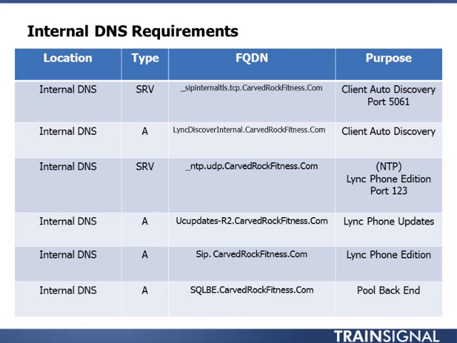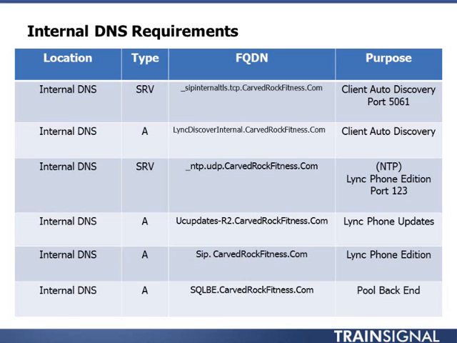There's also an example of a host record that's used by your IP-based devices, clients running Lync Phone Edition, for obtaining their patches. We have the ucupdates-r2.carveroutfitness.com. Your clients running Lync Phone Edition would use this entry to get information on where to connect to pull down the listing of available patches. They typically connect over port 443, but they pull down their patches over port 80. This entry would typically route your clients over to your front-end pool.